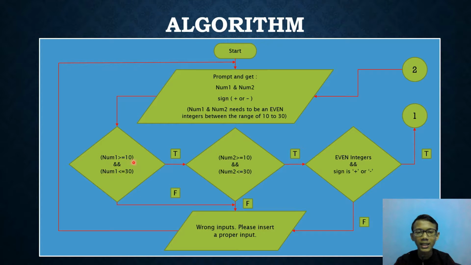If number 1 is greater than or equal to 10, and also number 1 is less than or equal to 30, if it is true, we can check for number 2, the same thing. And then if number 2 is also true, we can check for the third condition, which is to check whether number 1 and number 2 are even integers or not, and that the sign for the operator must be plus or minus only. So if all of these conditions are true, then we can proceed to the next part of the program.